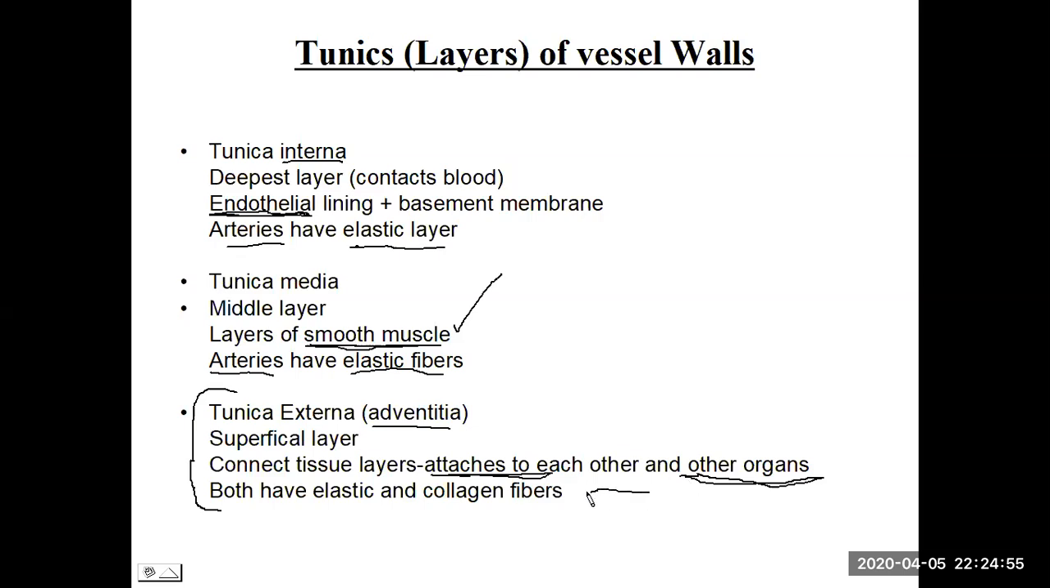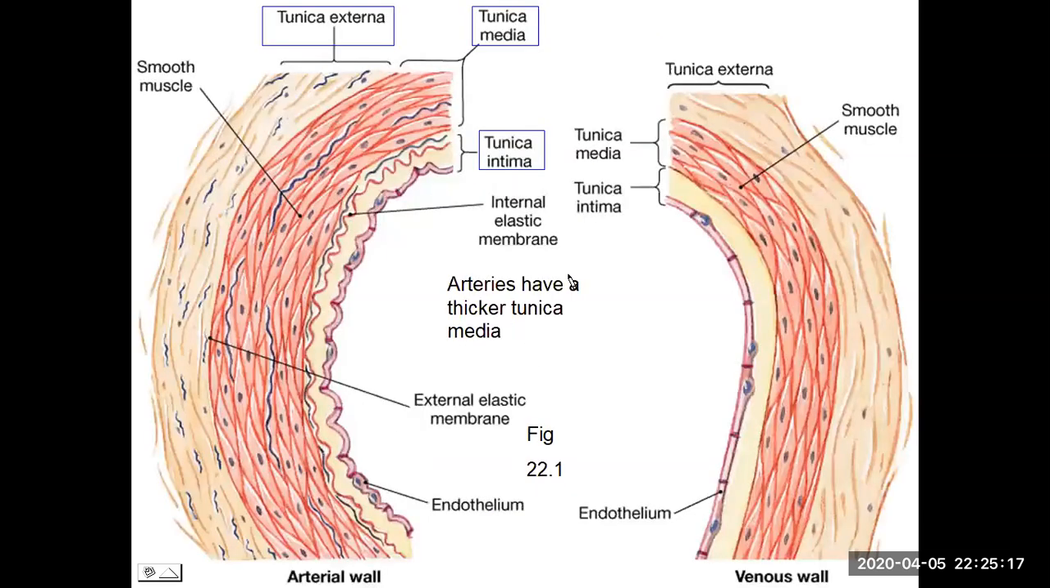And this is where we see elastic fibers and collagen fibers in both arteries and veins. And again, it comes from the fact that this is a shared layer between arteries and veins. So they share this tissue of their tunica adventitia. And again, we can see the illustration here. So arteries have a thicker wall, especially when it comes to their tunica media. And arteries are more elastic, being able to stretch out and recoil back to shape due to that double layer of elastic fibers.